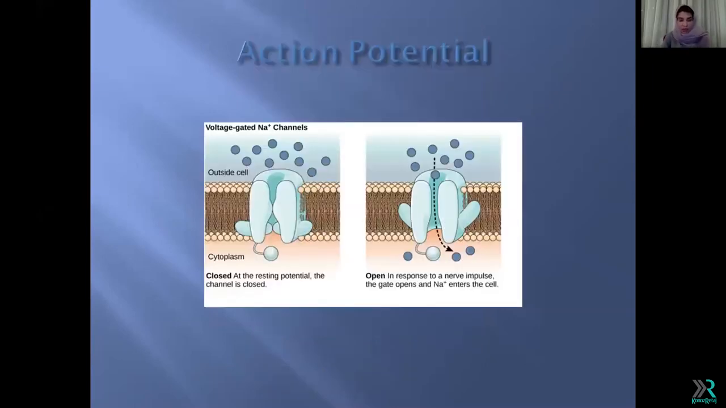Because of the high lipid solubility, it can easily penetrate the phospholipid bilayer of the cell membrane and attach to the inner cavity of the voltage-gated sodium channel and prevent the influx of sodium and prevent the action potential. And this prevents nerve conduction and the pain.